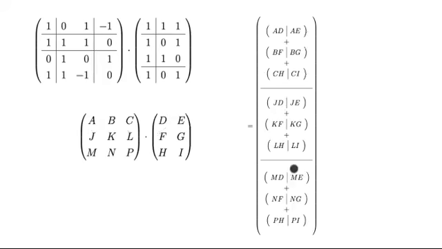The middle section comes from doing J times the first row, K times the second row, L times the last row right there, and adding up those results. And then for this guy, M times the first row, N times the second row, P times the third row, and then adding those results right there.